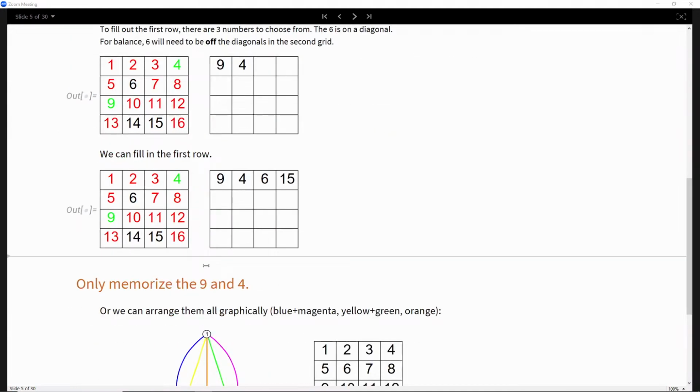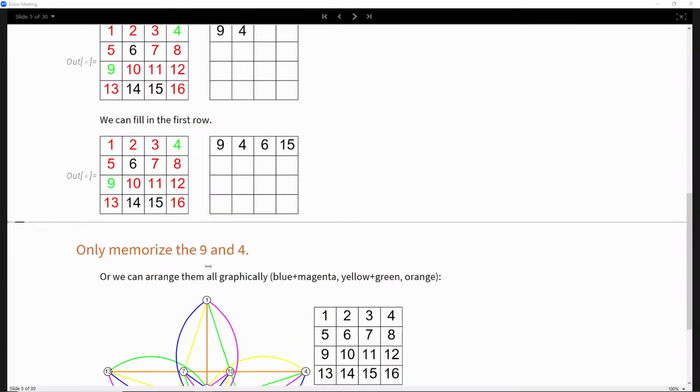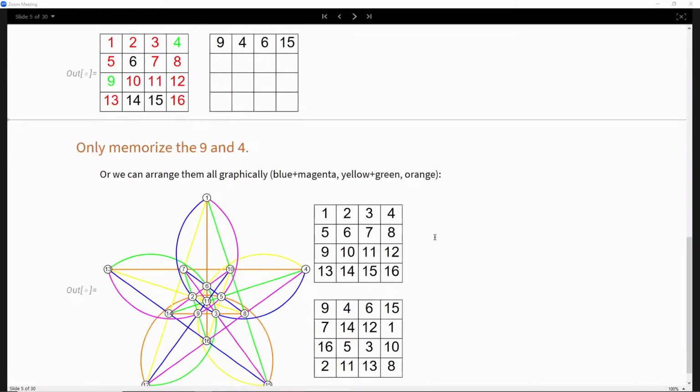So completing this sort of logic, we can continue filling out the whole square. So only memorize the 6 and 9 when I show you this. This is a nice puzzle if you're ever stuck somewhere and you just got pencil and paper. You can try to solve this if you remember just placing 9 and 4 here.